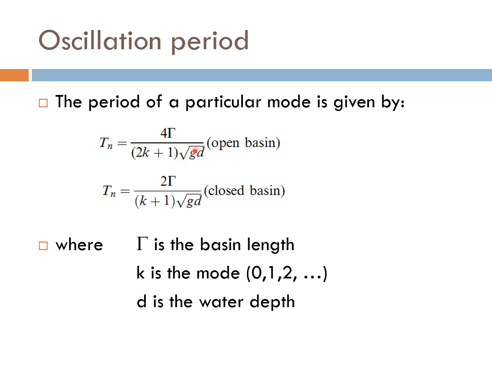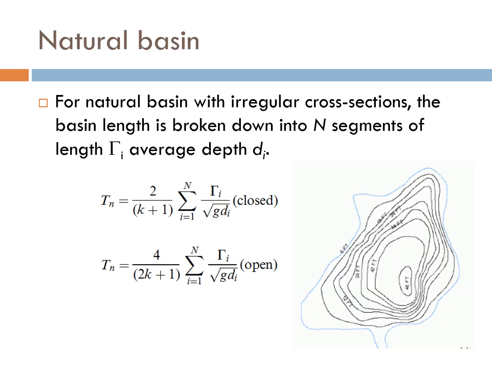we have the square root of gd here, which basically is the wave celerity, the celerity of the Seiche, and then we have the term 2k plus 1 here and the term k plus 1 here, k being the mode of the oscillations. Of course, for a natural basin, the water depth may not be the same for the entire domain.